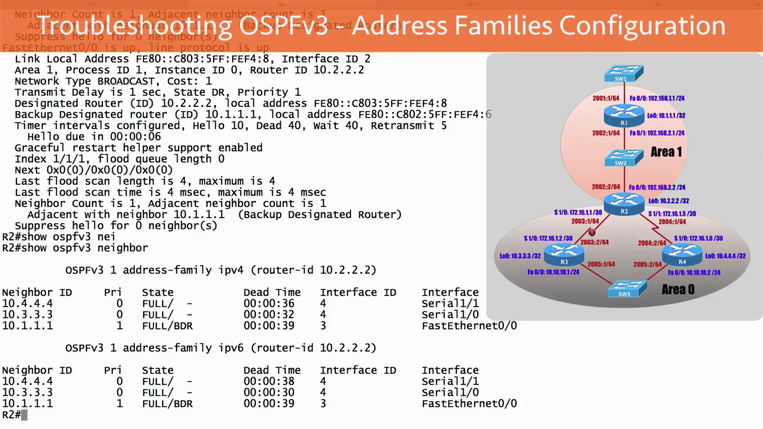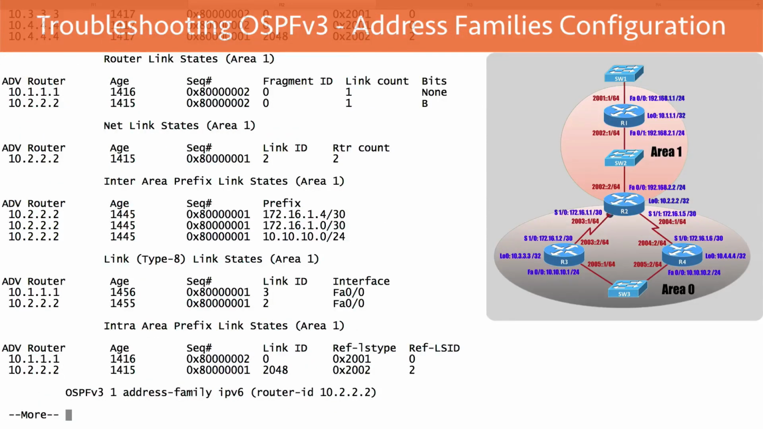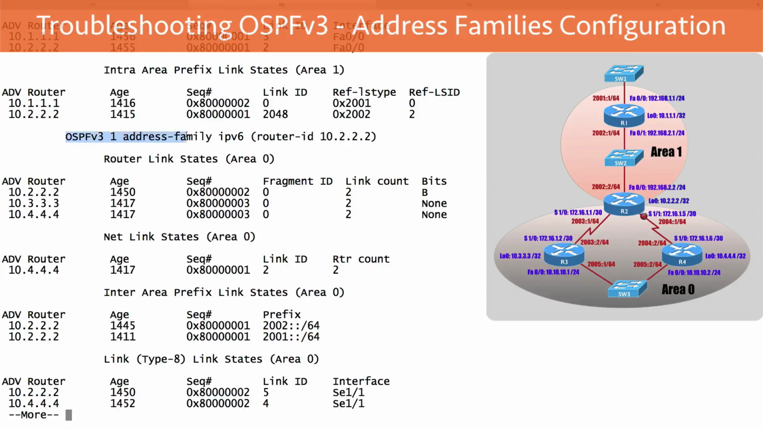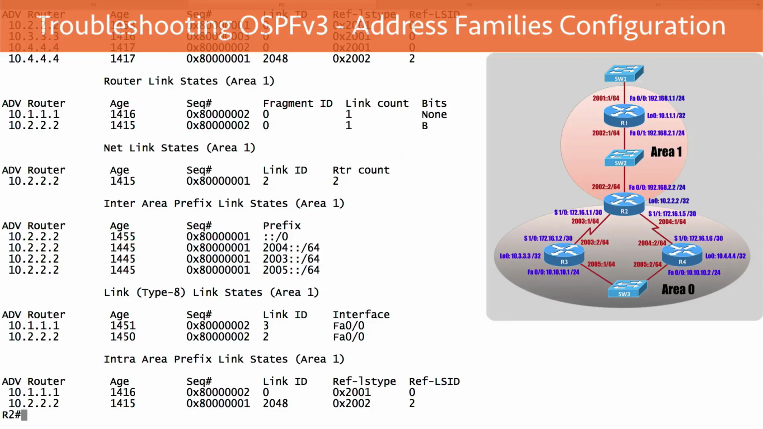And also, if we want to look at our link state database, we can say show OSPFv3 database. And we first get to see the link state database for the IP version 4 address family. We'll scroll down toward the bottom. And here we see the IP version 6 address family with all of its LSAs. And that's a quick look at a handful of show commands we can use when we're verifying or troubleshooting OSPF version 3 using the address families configuration.